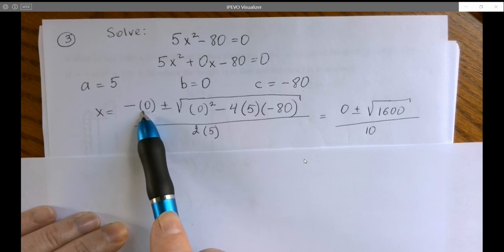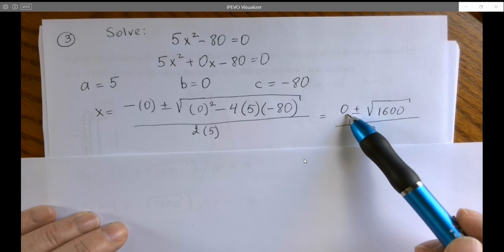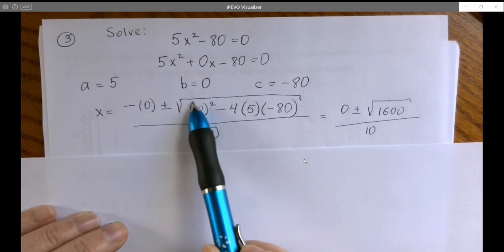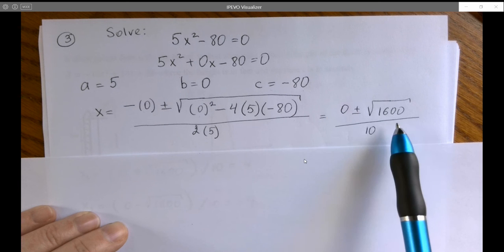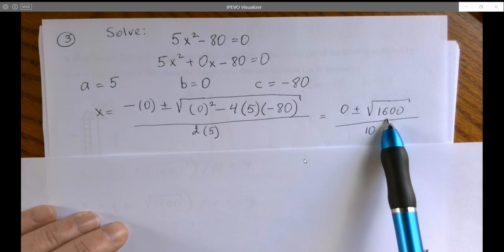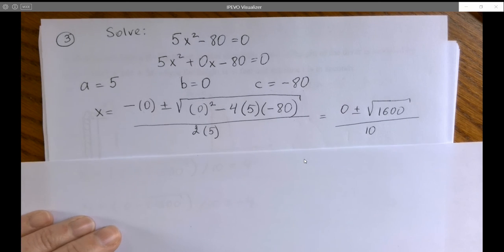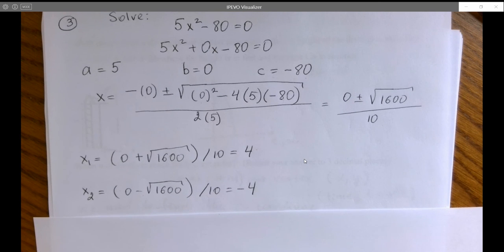Negative 0, positive 0, it's 0. And for many students, it will be helpful to keep 0 right here. I will calculate on a calculator the expression under the square root, and it's equal to 1600. 2 times 5 is equal to 10. Now we will calculate two solutions.